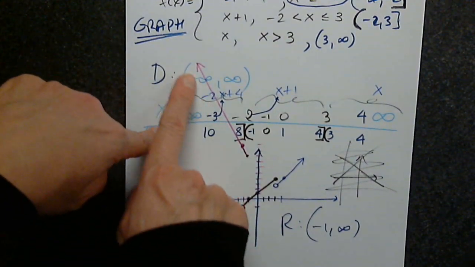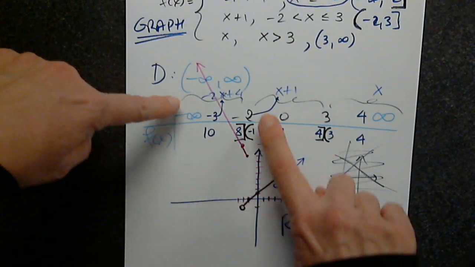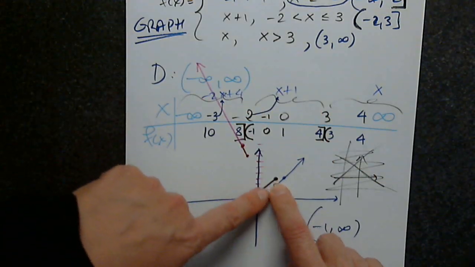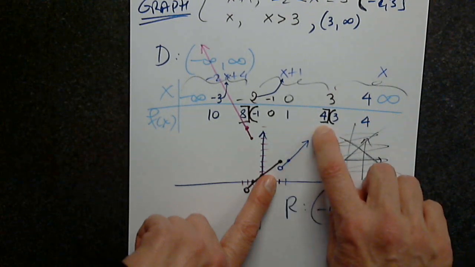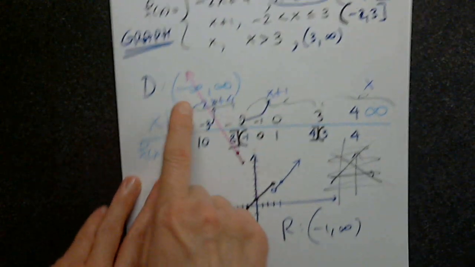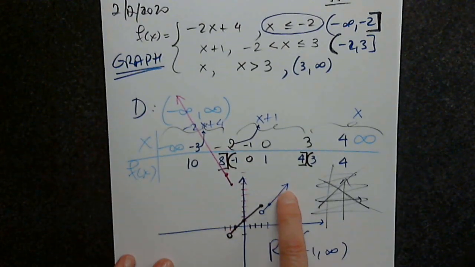This one has a negative slope. So this piece is a linear function with a negative slope. This piece is a linear function with a positive slope. This piece is a linear function with a positive slope. I can't change that. Doesn't the arrow mean that it's only here and only here?